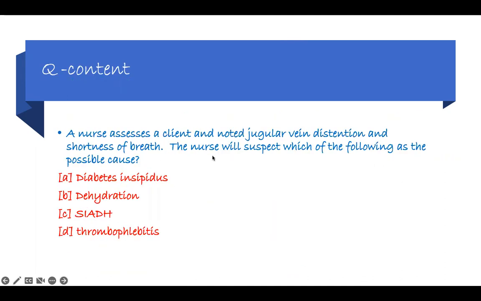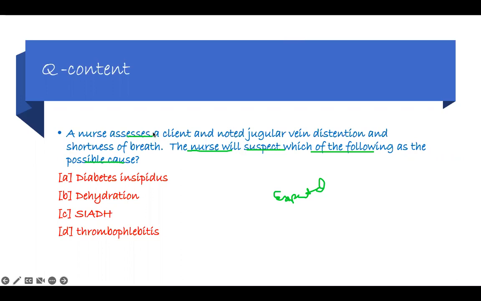So for this one, it's not SATA. So you read the same thing, read the last portion. And next, we suspect which of the following as the possible cause. So suspecting is the cause. So I expect this is an expected finding. That's what it means. I suspect which of the following as the possible cause.